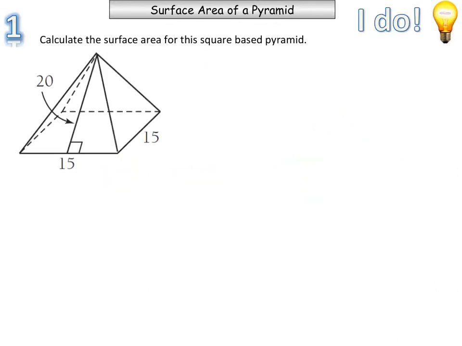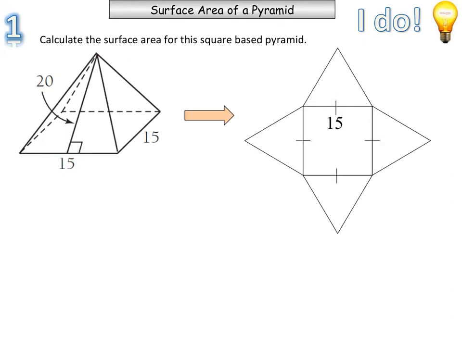Okay, our first example is to calculate the surface area of a square-based pyramid. The base of the pyramid is a square, and we've got 15 by 15. And the slant height, which is the height of this triangle, which will be the same for all the triangles because it's a square-based pyramid, is 20. So looking at the net, putting in dimensions, the base is 15 by 15, and each triangle has a base of 15 and a perpendicular height of 20.